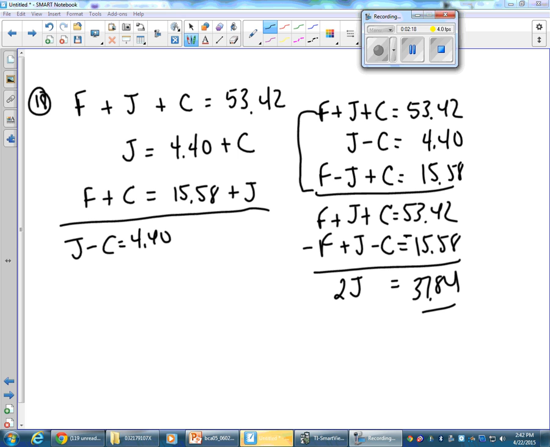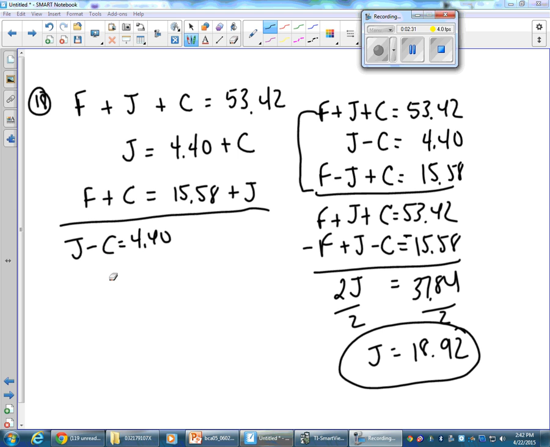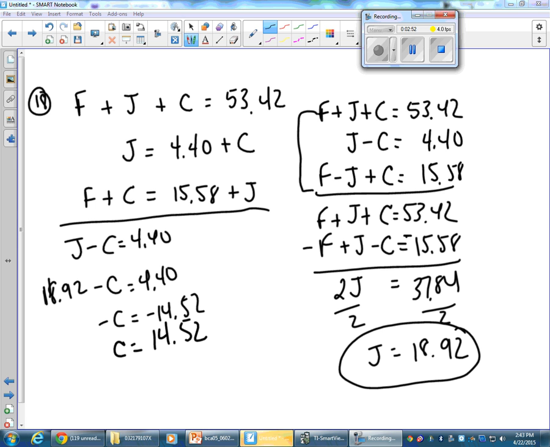Divide by 2. That means the average amount spent on jewelry is $18.92. Jewelry minus the gift certificates is $4.40. So if jewelry is $18.92, minus the gift certificates equals $4.40. If I solve this, $4.40 minus $18.92, I get negative C equals negative $14.52. So the average amount spent on gift certificates, dividing both sides by negative 1, is $14.52.